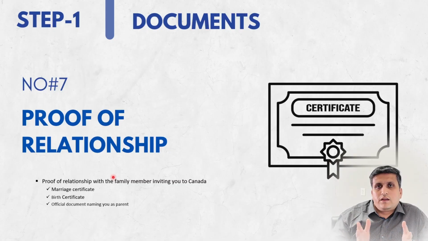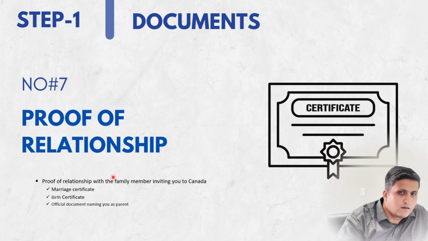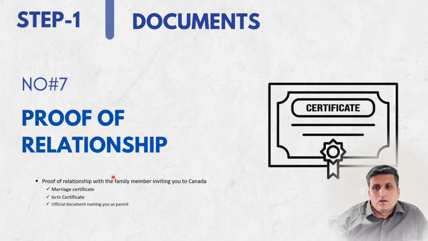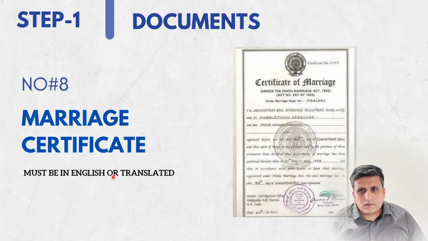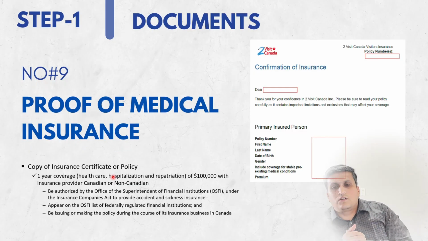So try to make it easier for the officer to understand what you are trying to convey, rather than they have to put in some effort to find out what this document is trying to communicate. The next thing, if you are applying for both parents, you will need to attach a marriage certificate for them, and it has to be in English, or if not, you have to get it translated. If one of your parents is deceased, in that scenario you will not need to attach a marriage certificate. So most of the complicated documents we have covered.